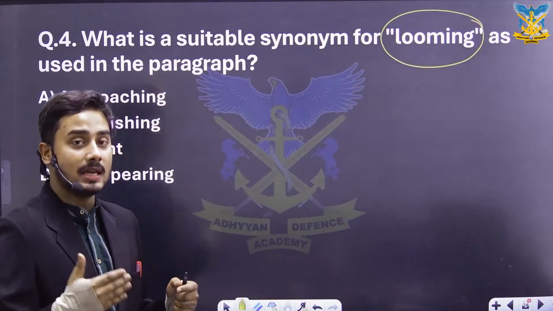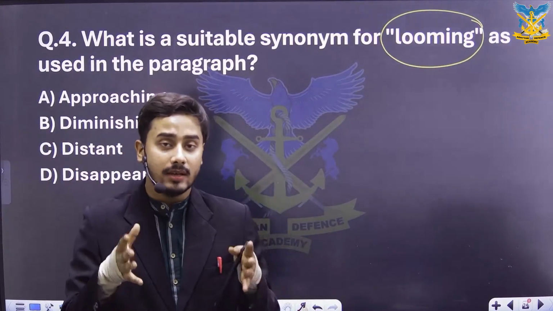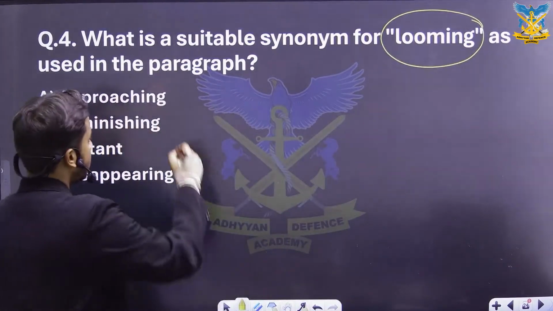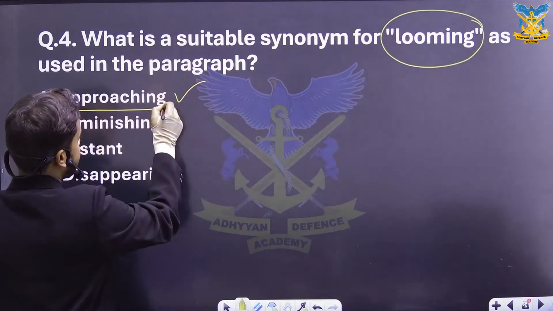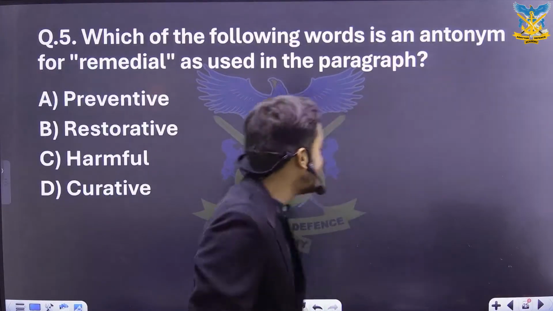So looming is something that is seemingly approaching, but right now, given the present scenario, the presence of the same is not that intense, right? So it is approaching. So we are going to go with the word approaching. Approaching is the right answer. Okay, so did you get it right? Let's get to the next question.